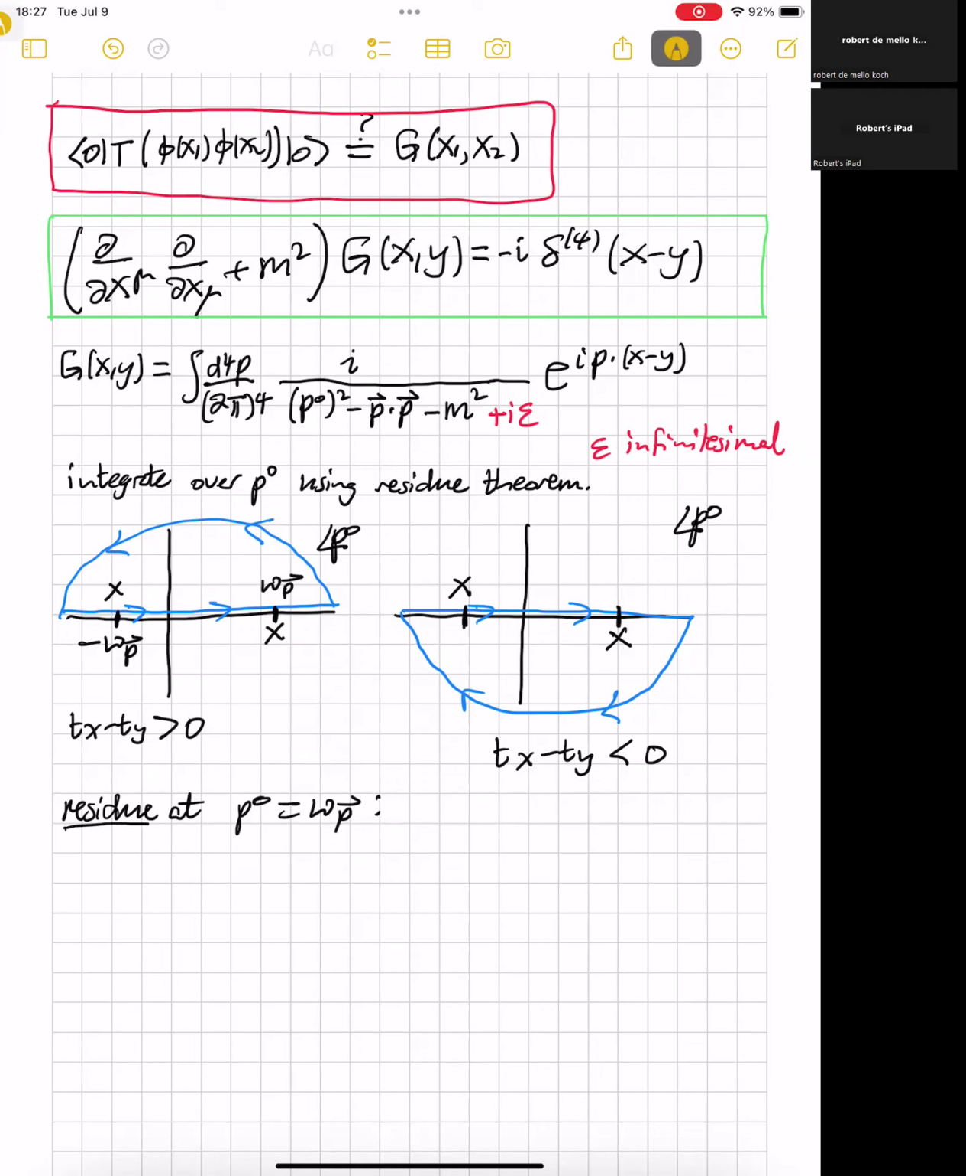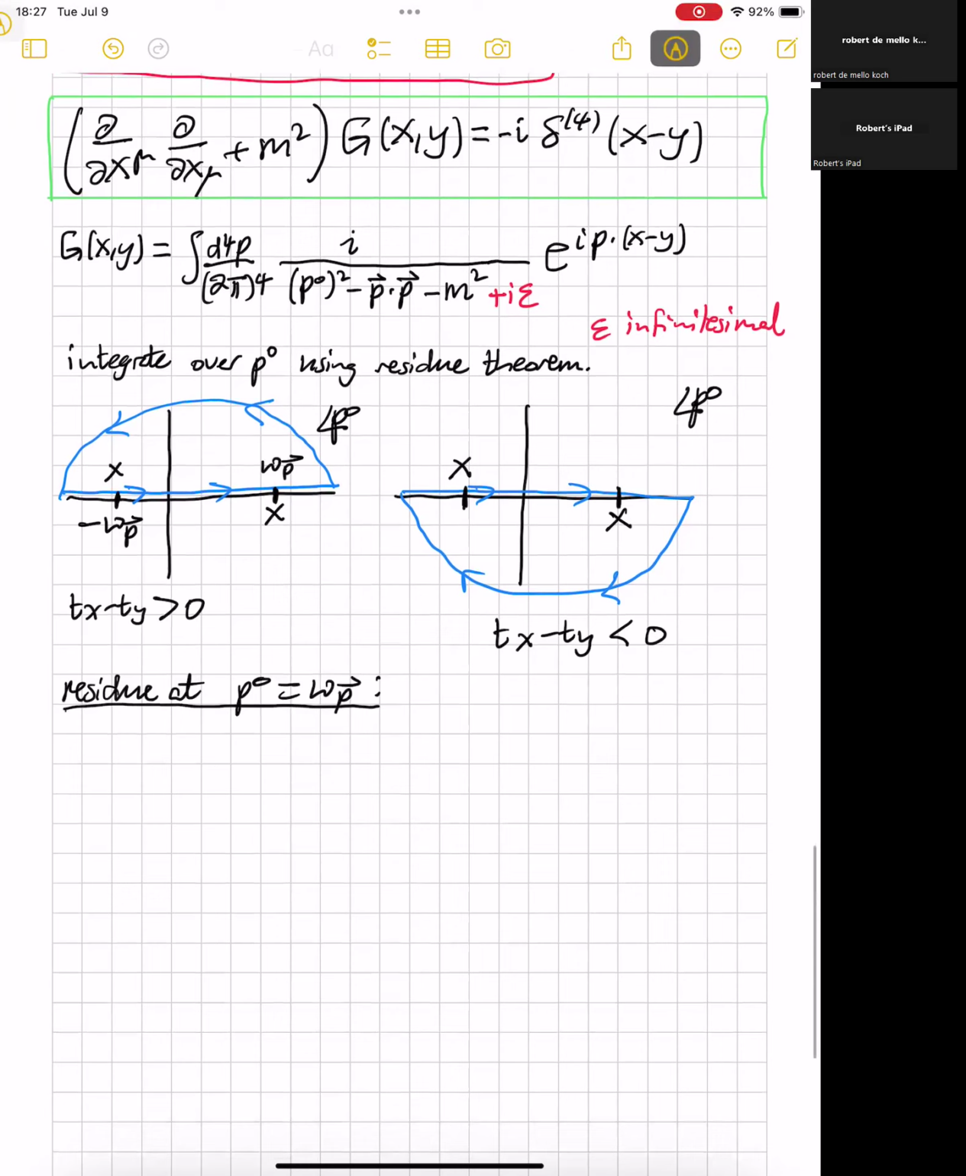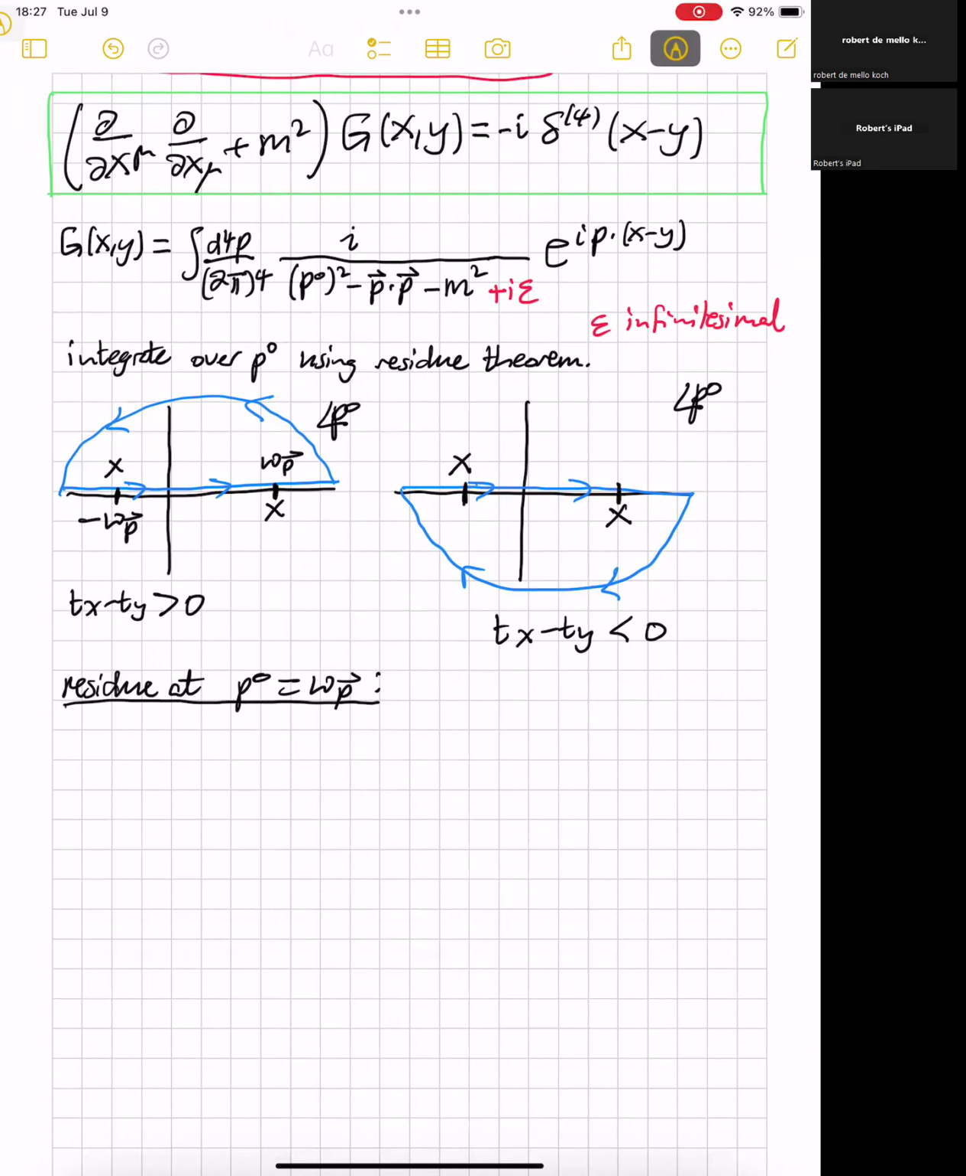Okay, now it's just some tedious computations, but let me just go through one with you so that you know exactly what needs to be done. So let's take a look at the integrand. We're going to want to make an expansion of the integrand around P naught is equal to omega P. So the integrand looks like i over (2 pi)^4, we then have e to the i P naught (Tx minus Ty) minus i P dot (X minus Y).